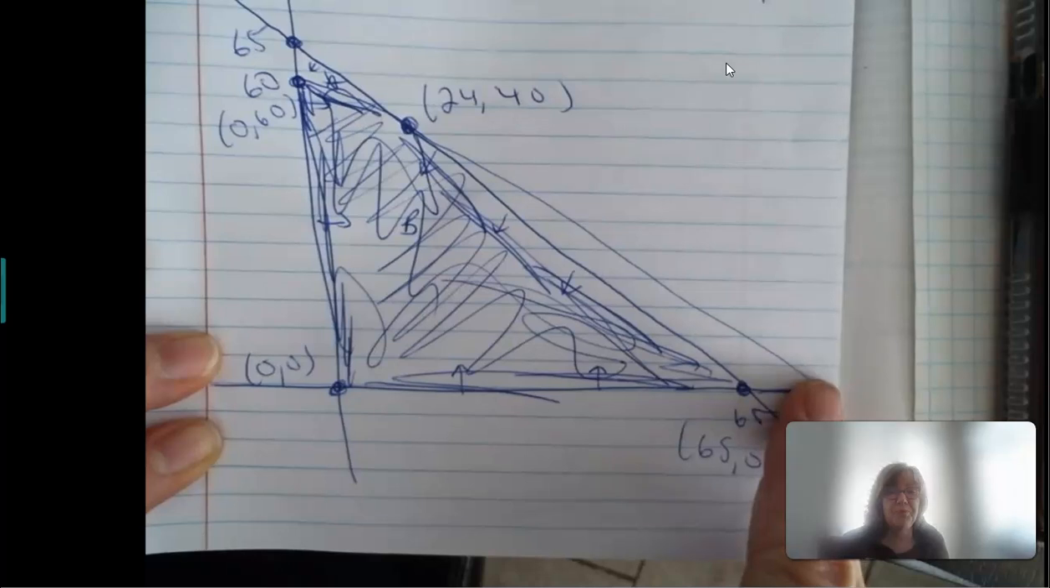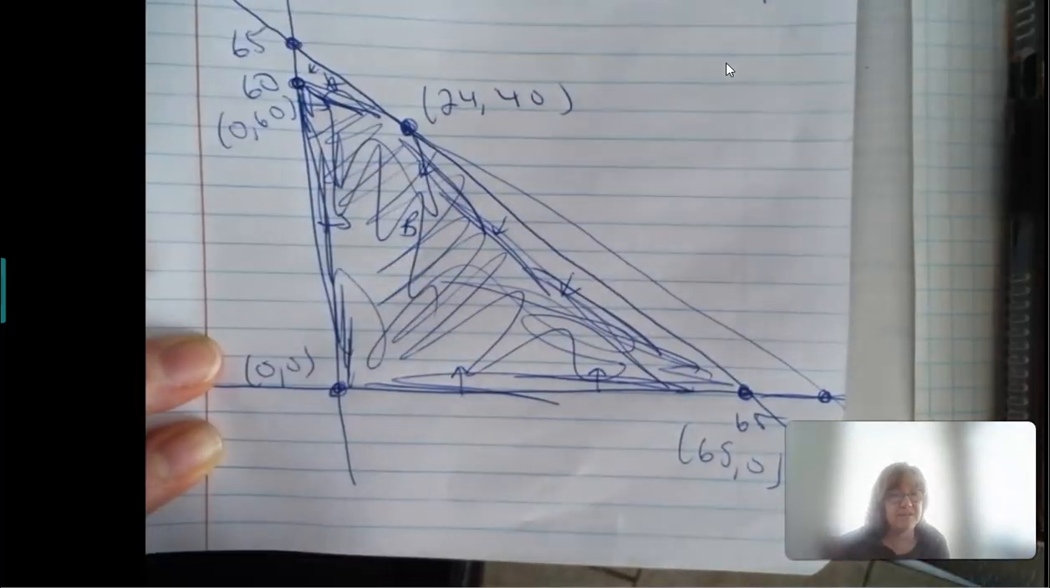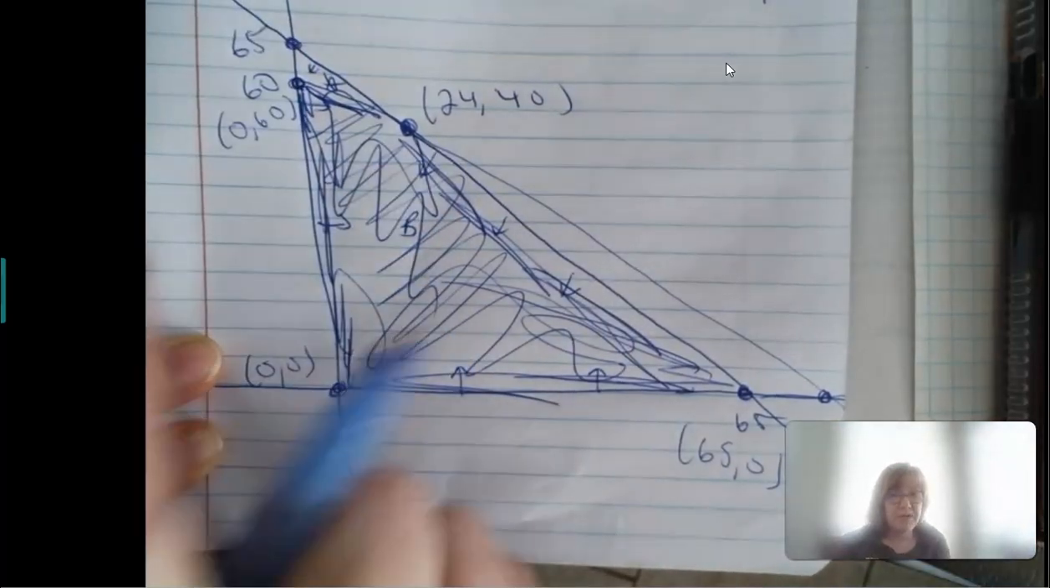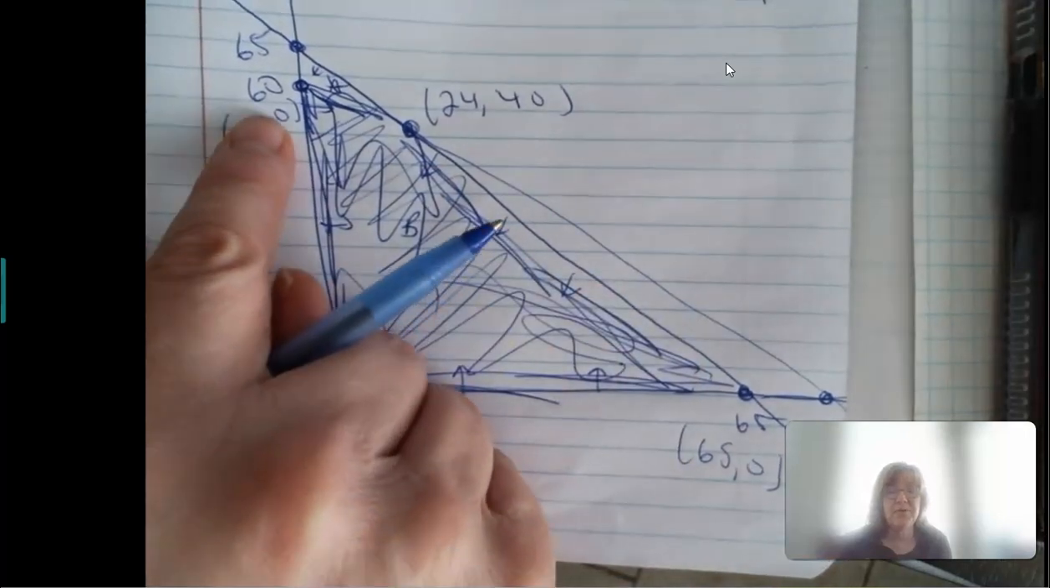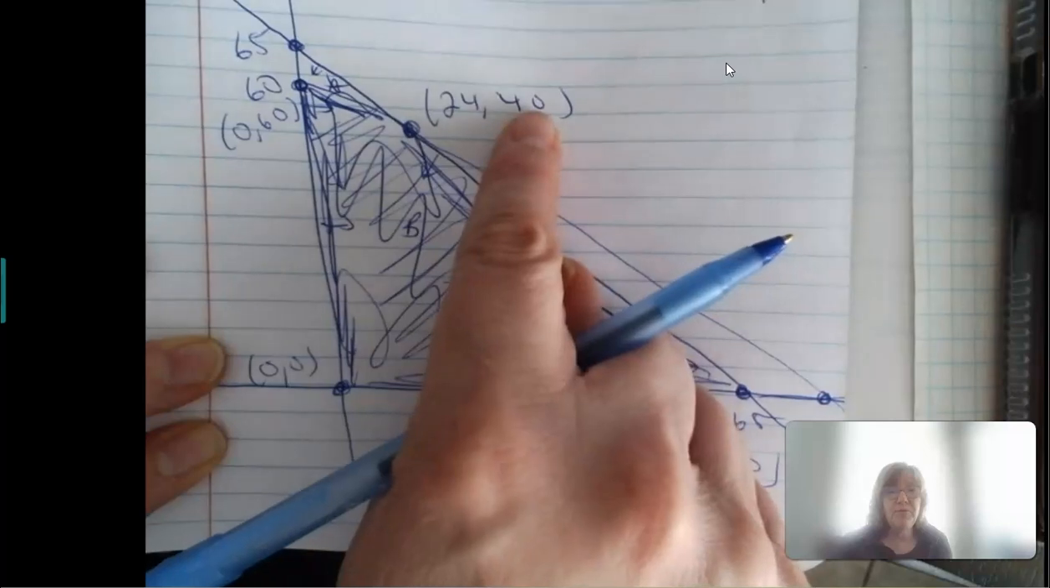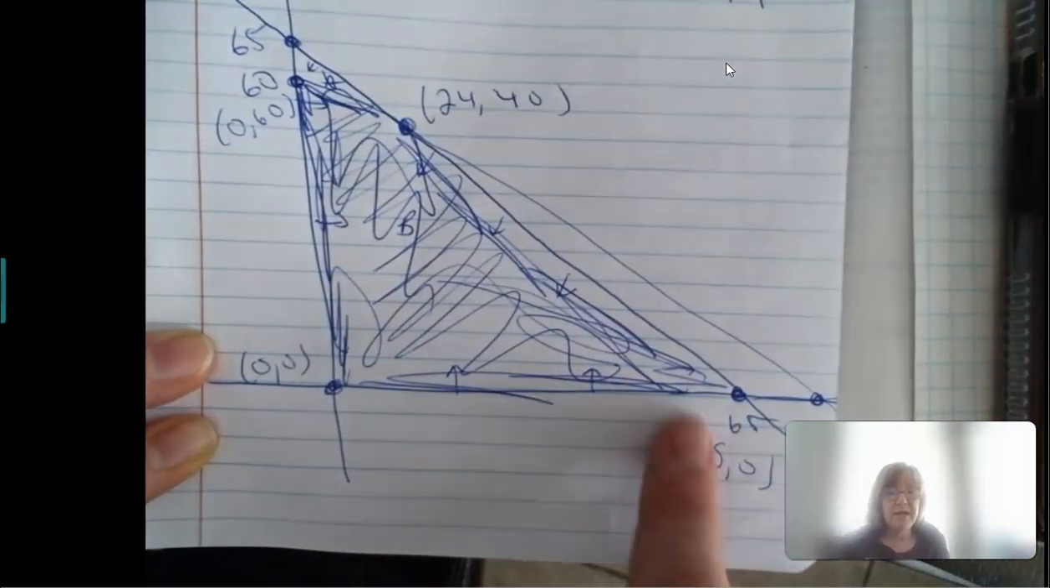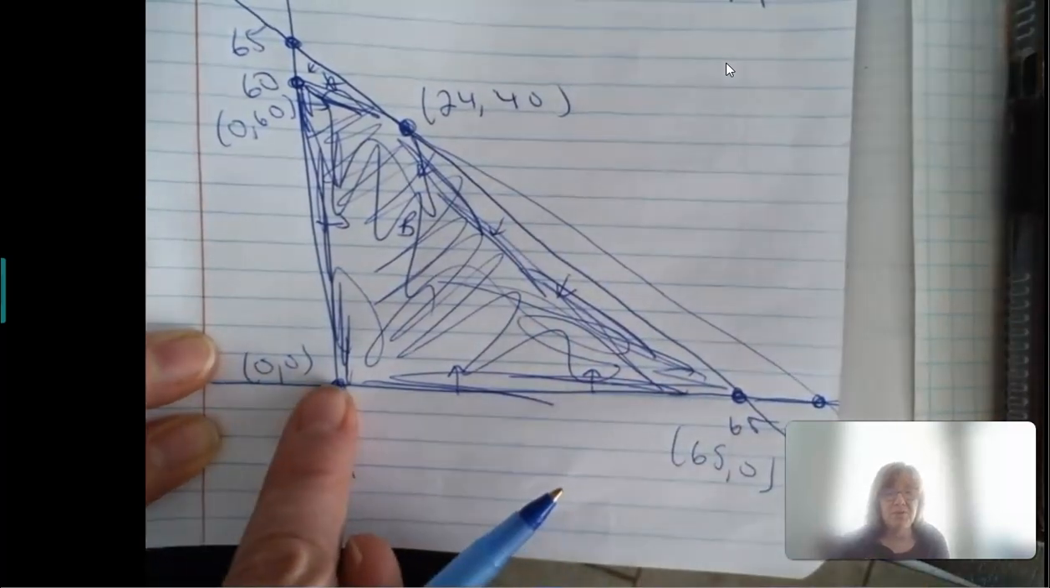So you might have extra points that you use to graph the lines. Those aren't corner points. It has to touch where you shade it. So we have corner points at 0, 60 on the Y, 24, 40. Then on the x-axis, 65, 0, and then the corner 0, 0.